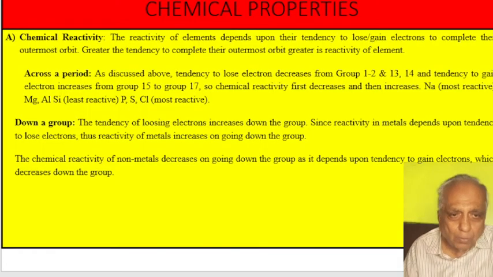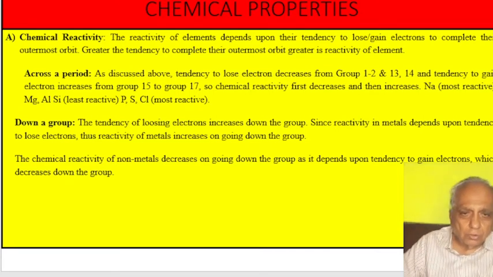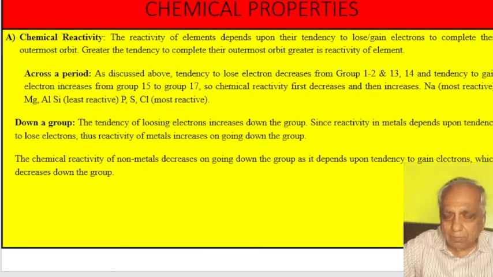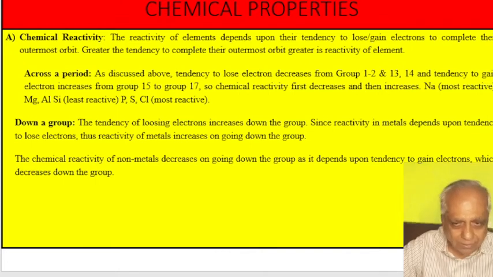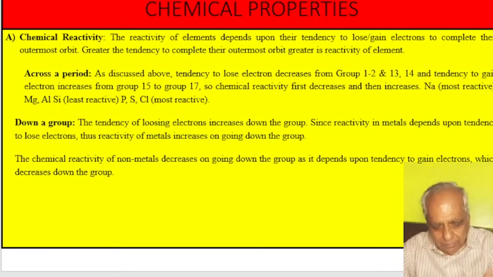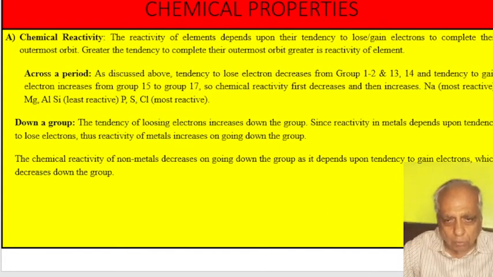Then chemical properties are very important. Now the reactivity of the elements depends upon how easily they can lose or gain electrons. If they are losing electrons, they are metals. If they are gaining electrons, they are non-metals. So how easily? What we can see, if we go along the period, then first group 1 element would be more reactive compared to group 2.